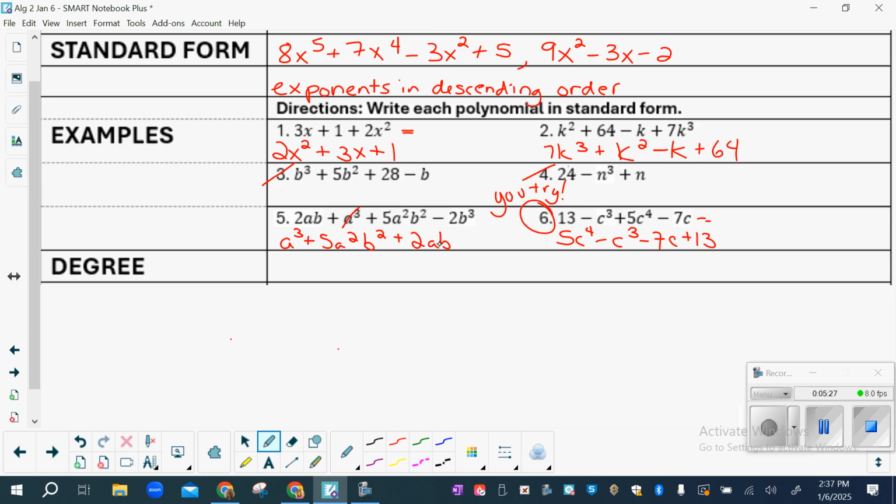We don't do this very often. And then last comes the 2b to the third. So again, we go in alphabetical order. So we go with the A's, exhaust all the A's, and then we go to the B's.